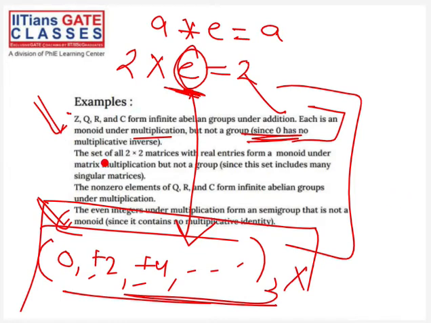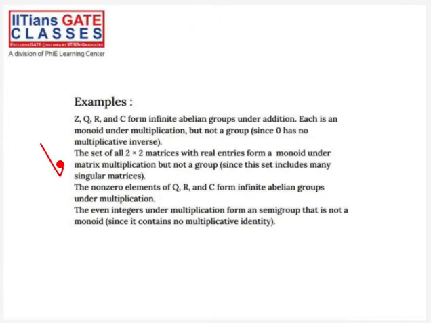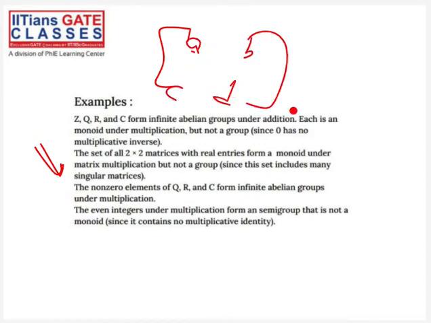Okay, and today what you can do, you can check out this example: the set of all 2 by 2 matrices [a b; c d] with real entries, basically all these a, b, c, d are real numbers, forms a monoid under matrix multiplication. So your operation is matrix multiplication, and your base set is the set of all 2 by 2 matrices. Okay, matrix multiplication.